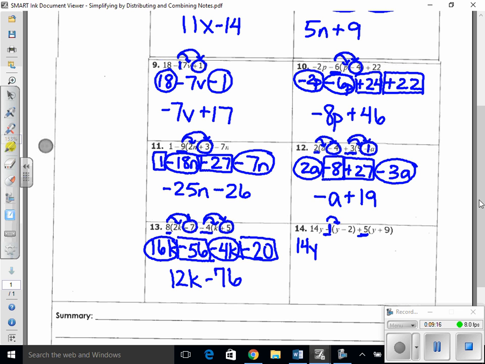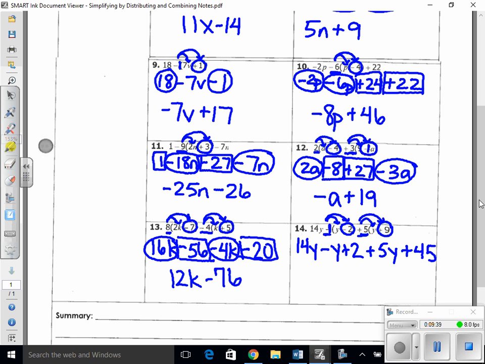Negative 1 times y is negative 1y. Then you have a negative 2 right here. Negative 1 times negative 2 is positive 2. Watch your signs again. Then we go to the second set. 5 times y is positive 5y. This is a positive 9. So 5 times positive 9 is positive 45.